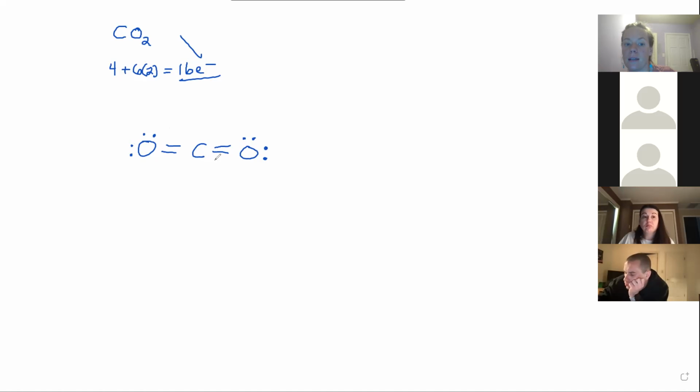2, 4, 6, 8, 10, 12, 14, 16. I still have 16 electrons on the board. I just sort of rearranged them. Are the oxygens happy? They're still happy. 2, 4, 6, and 8. It didn't give the electrons away. It's just sharing them with the double bond. So this thing has access to 8 electrons. This thing has access to 8 electrons. And carbon in the middle has access now to 2, 4, 6, and 8. All of them are happy.